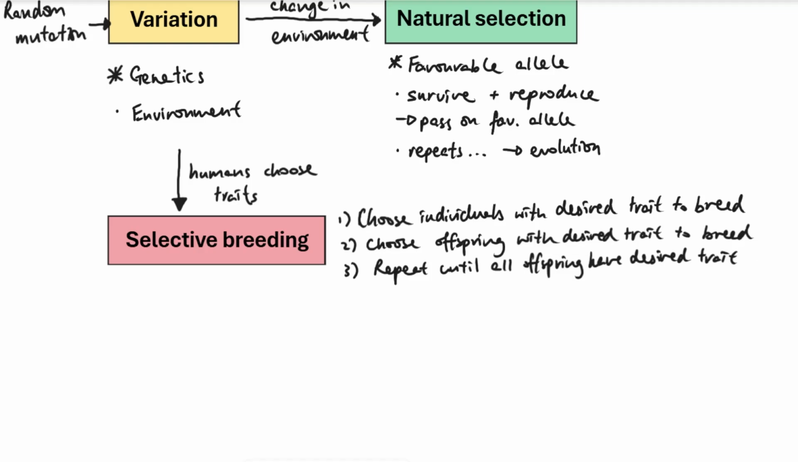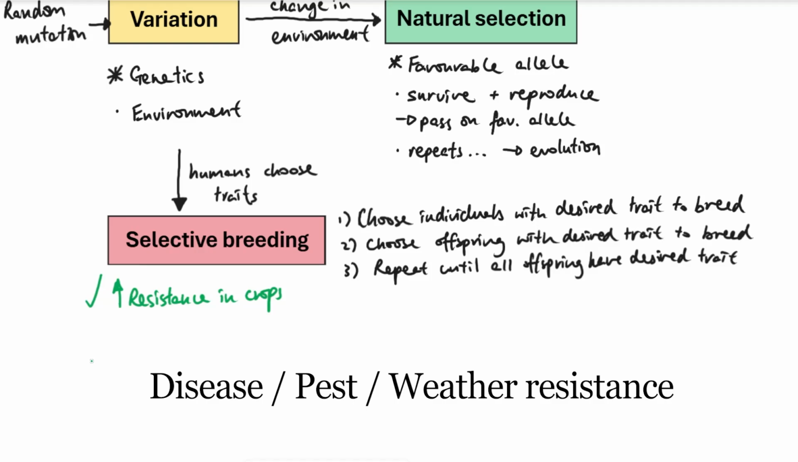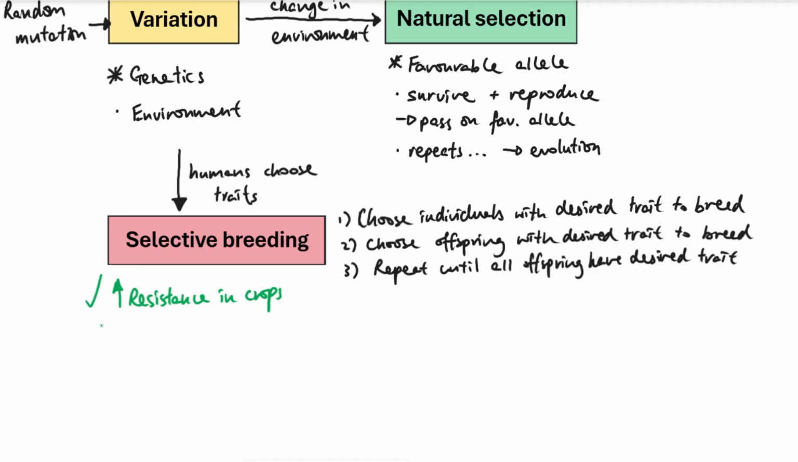So I mentioned a few things already, but let's look at the pros and cons. So the first thing that is good about selective breeding is that we can increase the resistance in crop plants. So for example, we could say increase disease resistance, pest resistance, or weather resistance in crops. So the idea is that fewer crop plants are going to die when, let's say, there is a disease or pathogen spreading amongst them, but they are going to be able to survive.